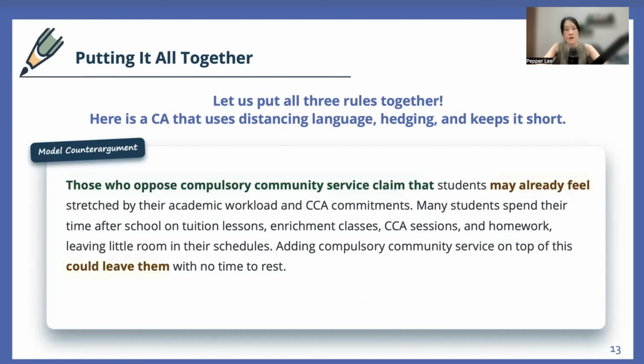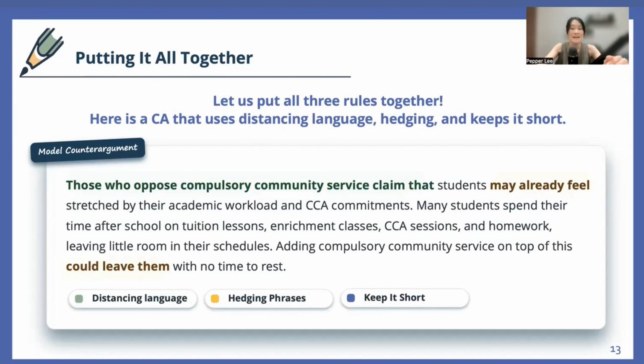Check this out. Those who oppose compulsory community service claim that students may already feel stretched by their academic workload and CCA commitments. Many students spend their time after school on tuition lessons, enrichment classes, CCA sessions, and homework, leaving little room in their schedules. Adding compulsory community service on top of this could leave them with no time to rest. See the distancing language? See the hedging phrases, and see how short it is? Now, this alone is enough for a counter argument, and we are ready to move on to the rebuttal.